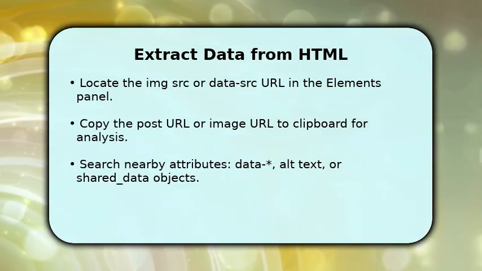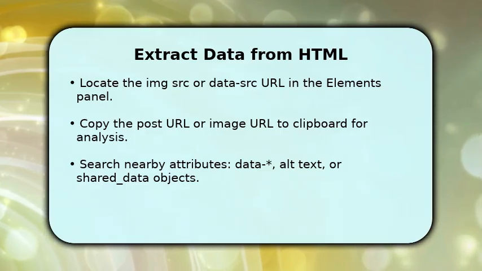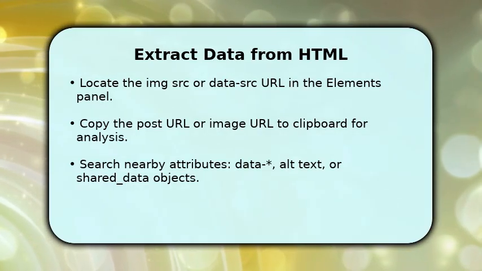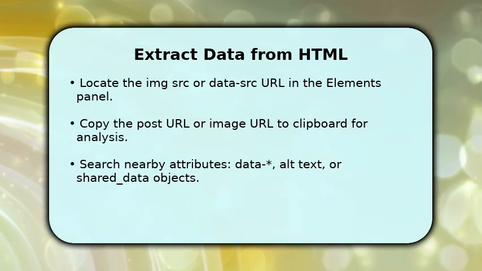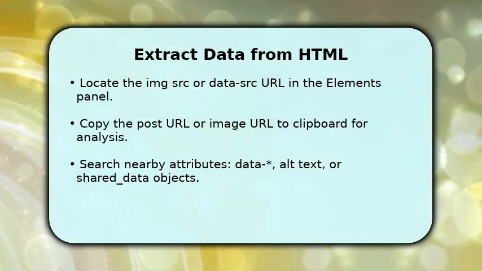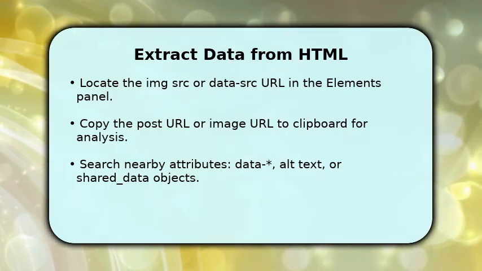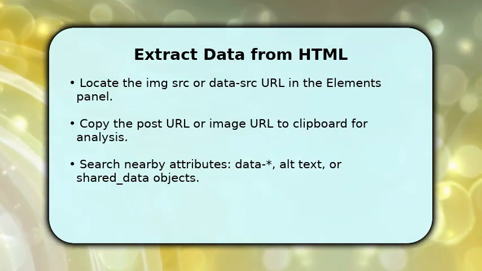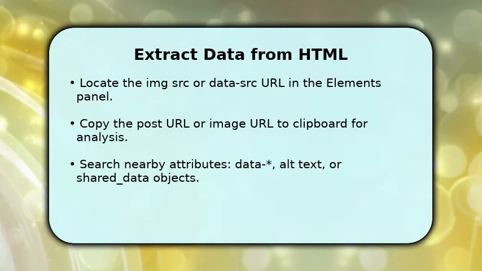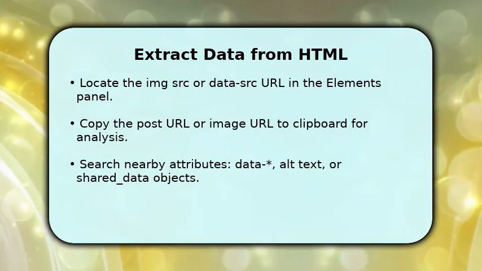Next, search the page for shared data or window. Shared data in the HTML or the network tab. These often contain the numeric media ID or shortcode. Use the browser's find, Ctrl+F, for terms like media ID, shortcode, or owner. This gives you the key piece needed to map to an account ID.